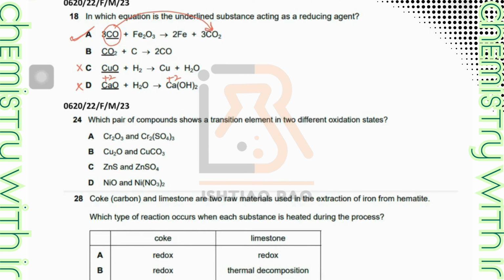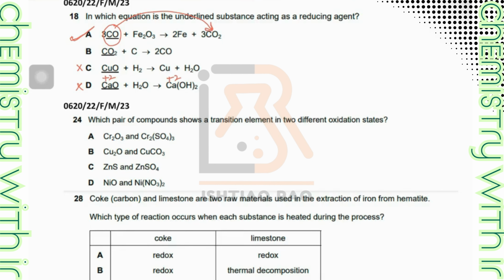Transition metals are, let's suppose I have iron. Sometimes iron is plus 2, sometimes iron is plus 3. Sometimes chromium is plus 3, sometimes chromium is plus 7. So they have different charges. They have mentioned the transition metals, but of course, we have to see the correct option in which we can see the different charges.